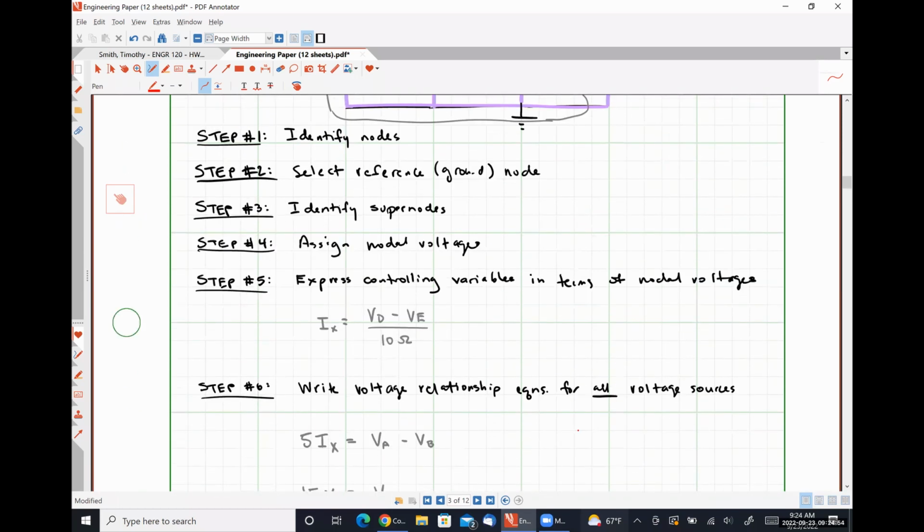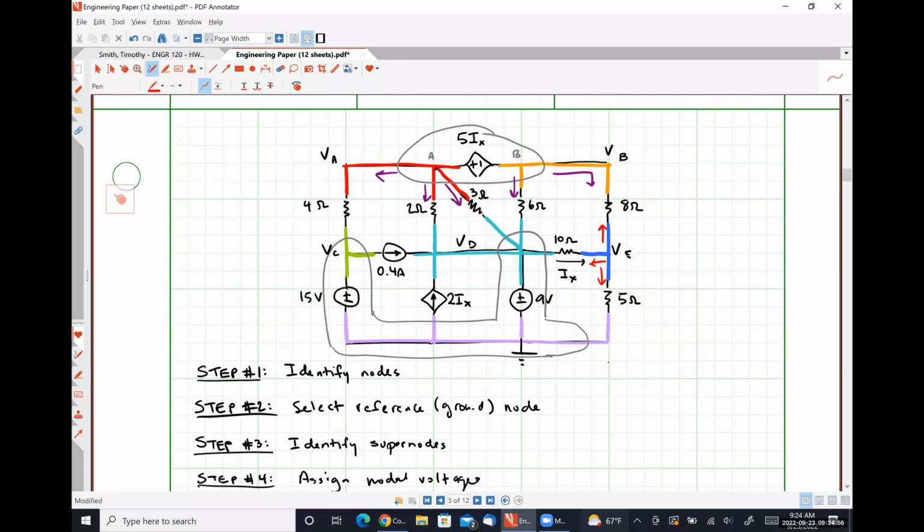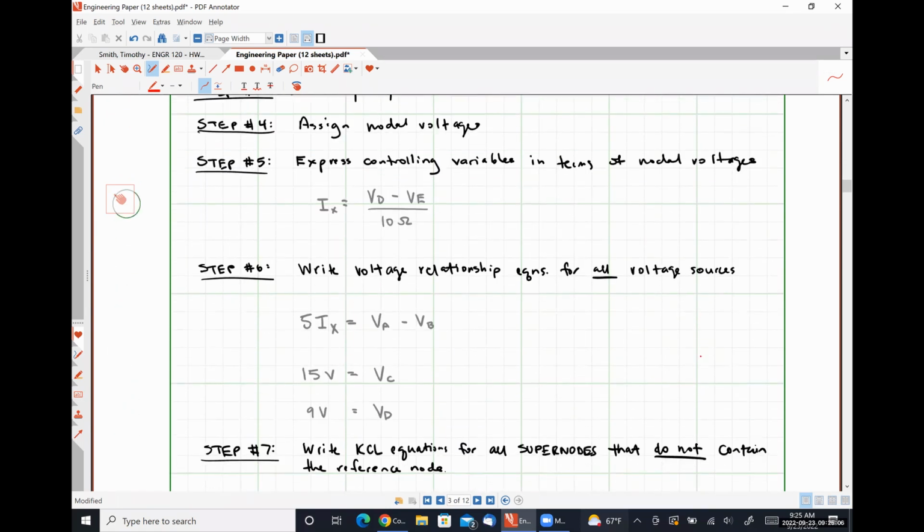Current directed to the left. Amanda, can you help me out here? Exactly right. VE minus VD over 10.